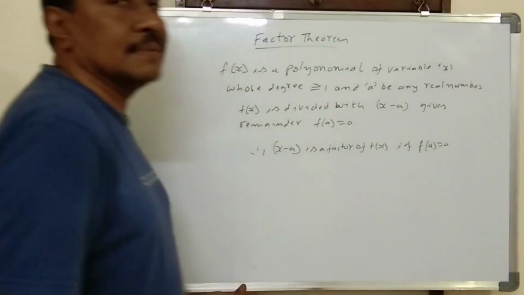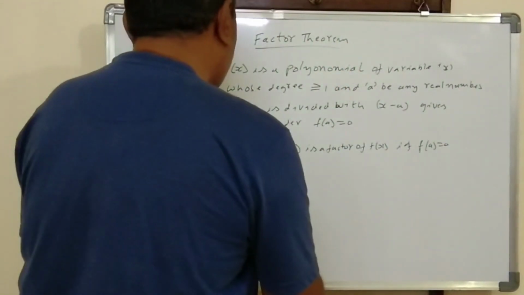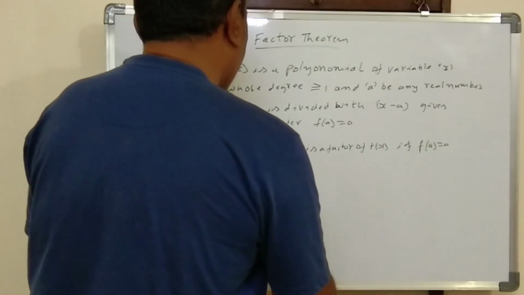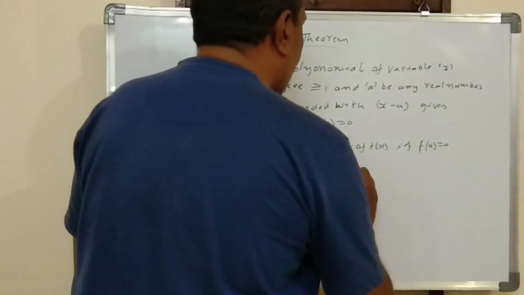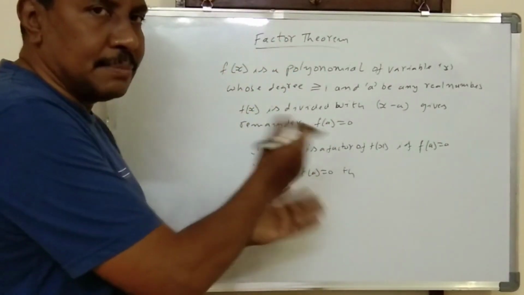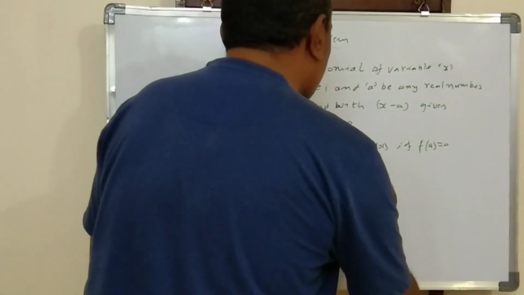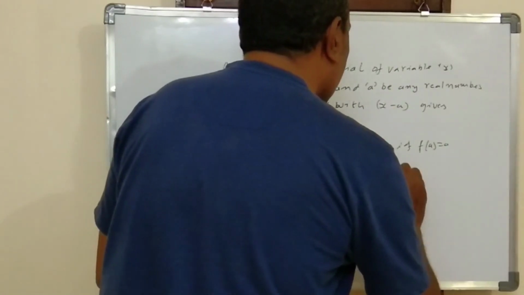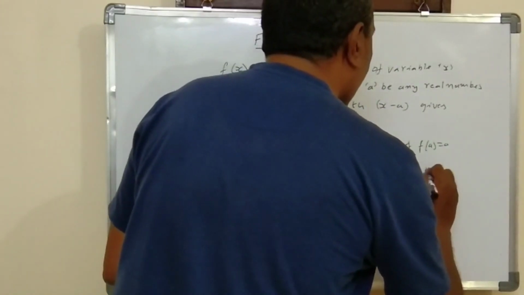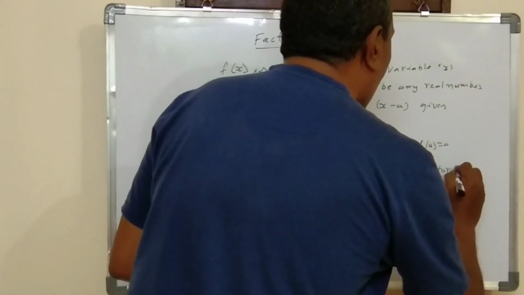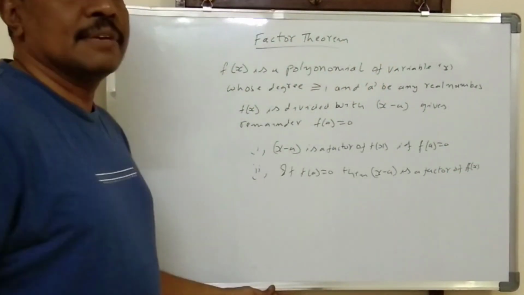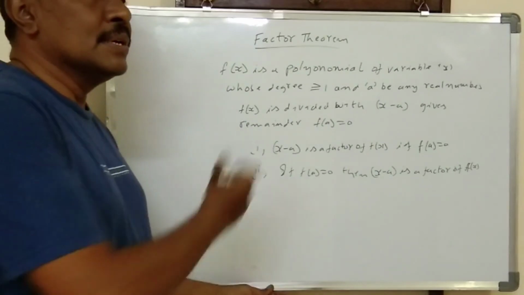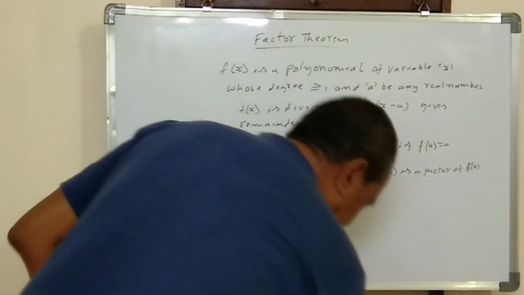f(a) is a remainder. Remainder is equal to 0. Or if f(a) is equal to 0, then that means vice versa, the same thing vice versa. Then x minus a is a factor of f(x). x minus a is a factor of f(x). Okay. So this is what you call the factor theorem.